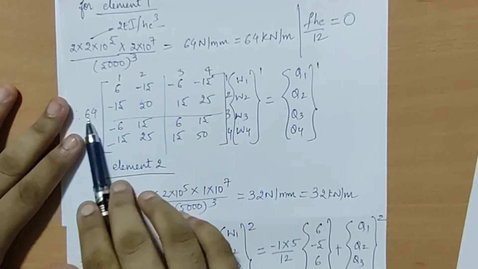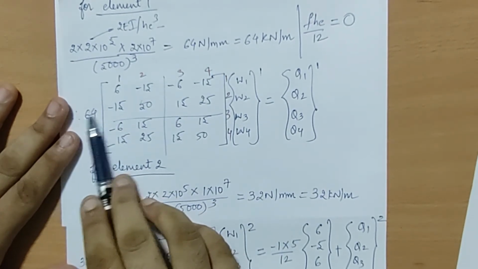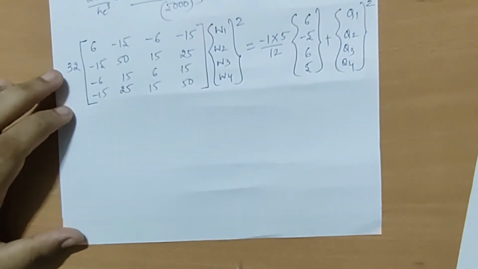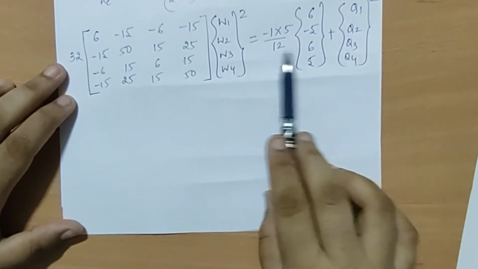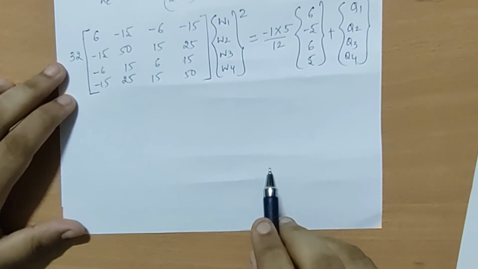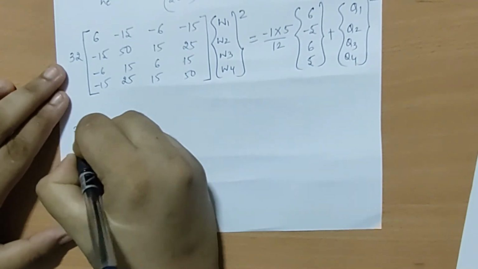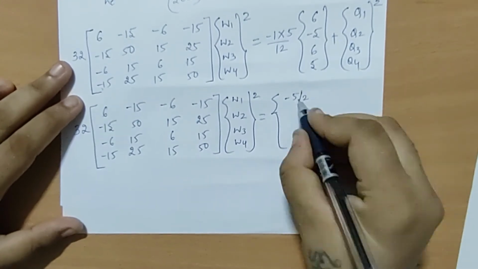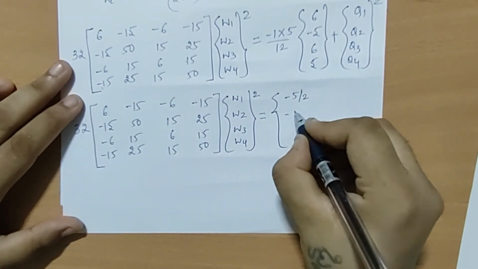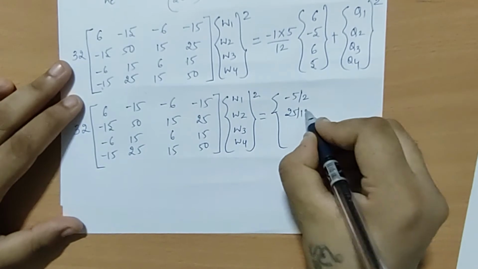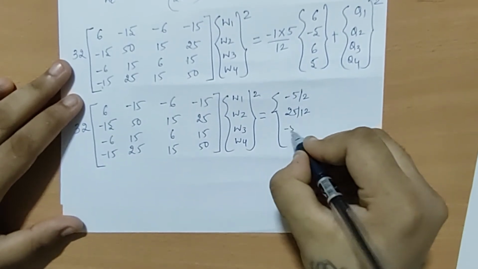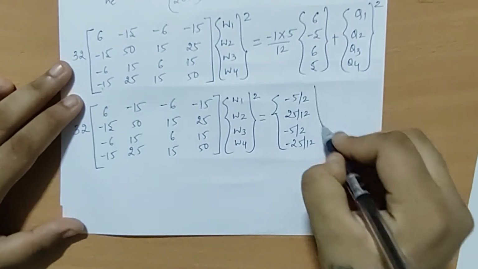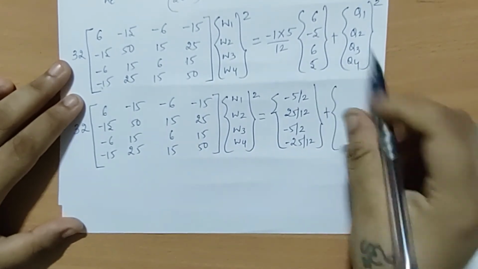So while writing GME, I'm going to write this as 32 and I'm just going to multiply each number with 2. Right now I'm leaving it to whatever it is, and this number I'm going to multiply. So this will make it 32. So this will be minus 5 by 2 for the first one. Second will be 25 by 12. Third will be minus 5 by 2. And fourth will be minus 25 by 12. Plus, I'll copy this one.